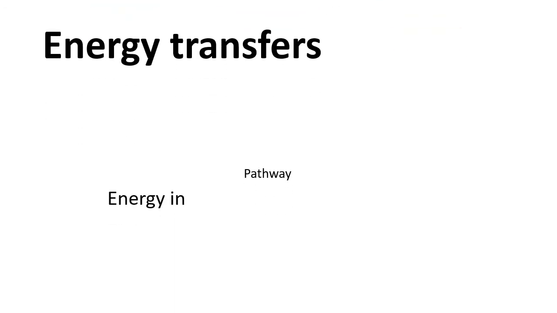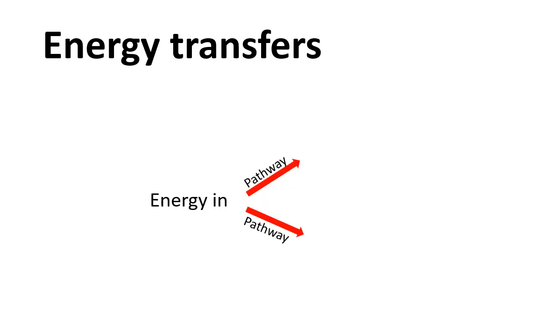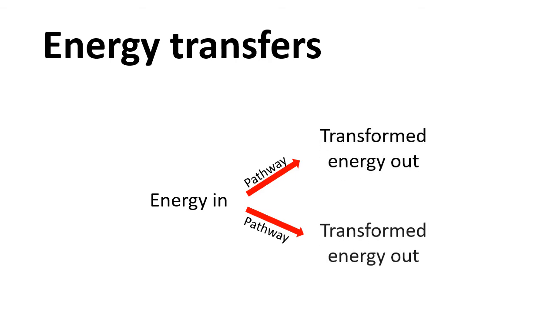Energy transfer pathways always look like this: energy comes in, there is some pathway, and energy is transformed into some output energy. This energy transfer could be a single pathway, a double pathway, or sometimes a triple pathway. Your input energy is transferred to the output energy and converts from one form to other forms, but the total energy of the system remains constant. This is the law of conservation of energy.